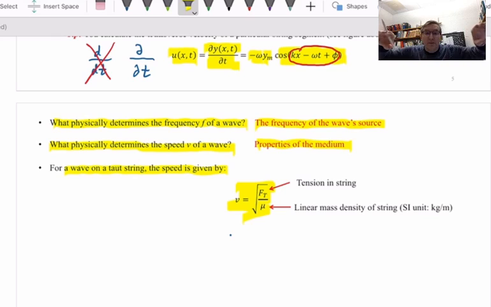If I make the string more taut, put it under more tension, then a propagation will travel faster. If I replace one string with one that has a larger linear mass density, that string is going to be more sluggish, and the speed v of a wave, a disturbance on that string, is going to be less. So it's a pretty simple formula, and it depends on the tension and the mass per unit length. Let's at least check the units.